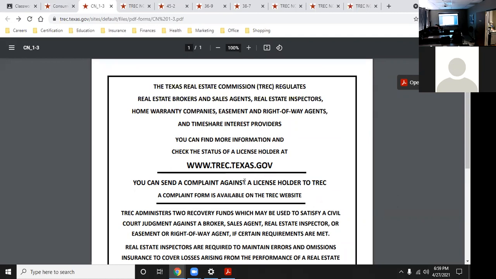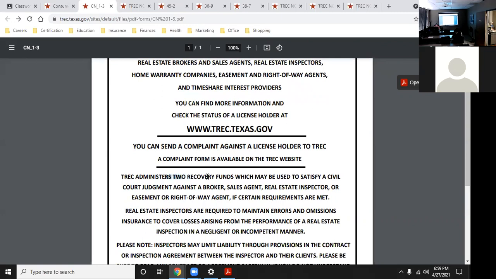Also, right here, TREC administers two recovery funds, which may be used to satisfy a civil court judgment against a broker, a sales agent, real estate inspector, or easement or right-of-way agent, if certain requirements are met. What this is saying is that sales agents, such as me, Aiden, anybody in this office besides Justin, or anybody in this class who's going to be getting their license, you are becoming a sales agent, you are not safe. Okay, they're out to get you.